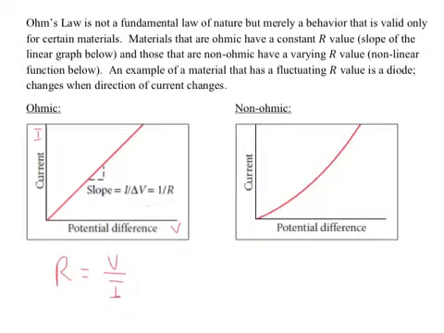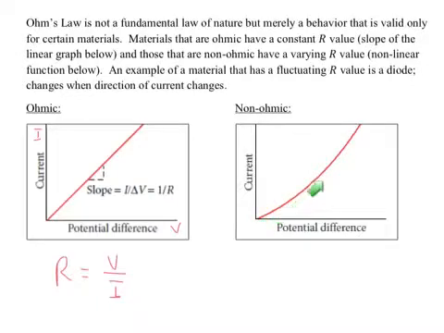But still, if R is a constant value, then 1 over R is also a constant value. If this is a number like 5 ohms, then the slope of this line would be 1/5, right? 1 over R. The idea that the slope is constant, that it's a linear function, tells us that it is ohmic.